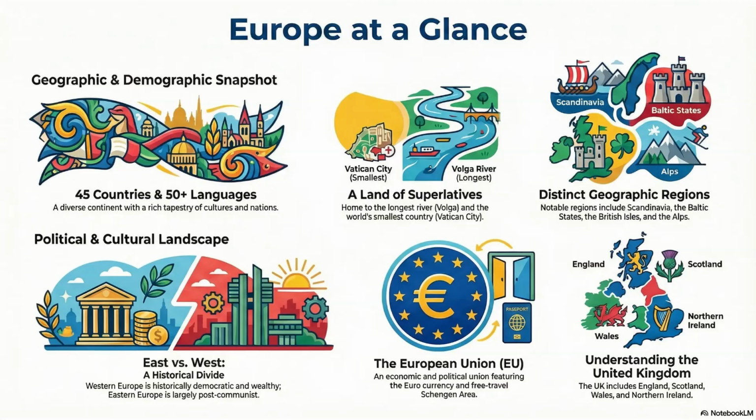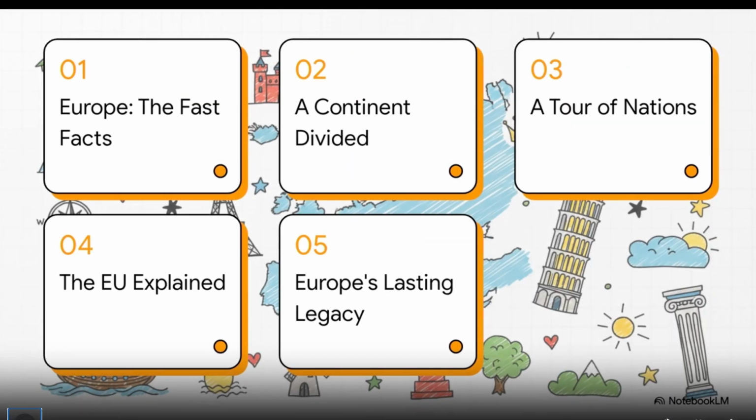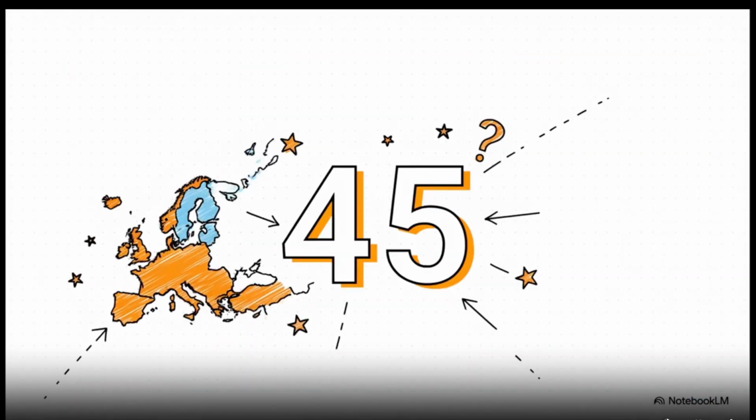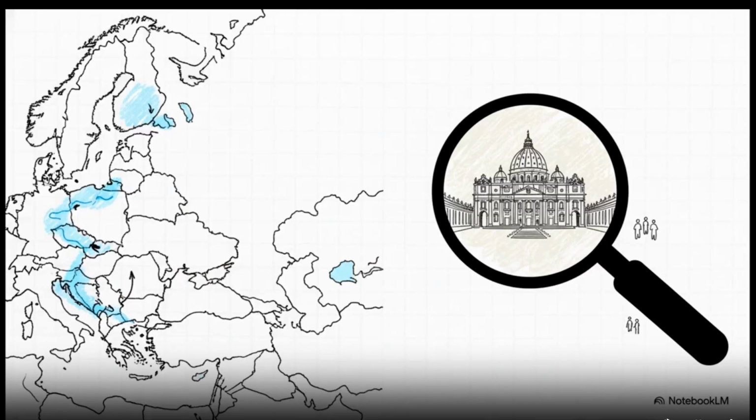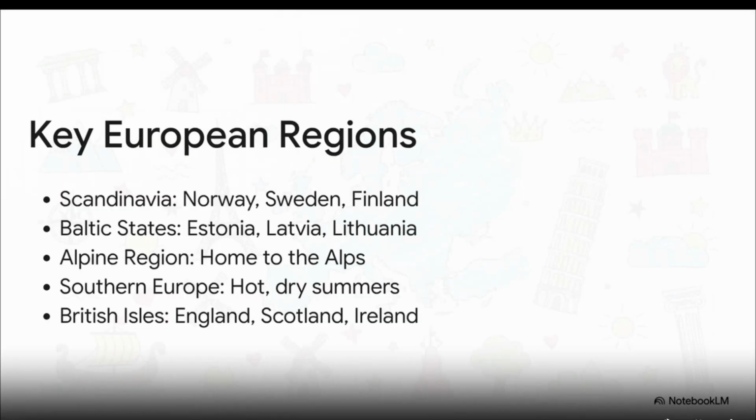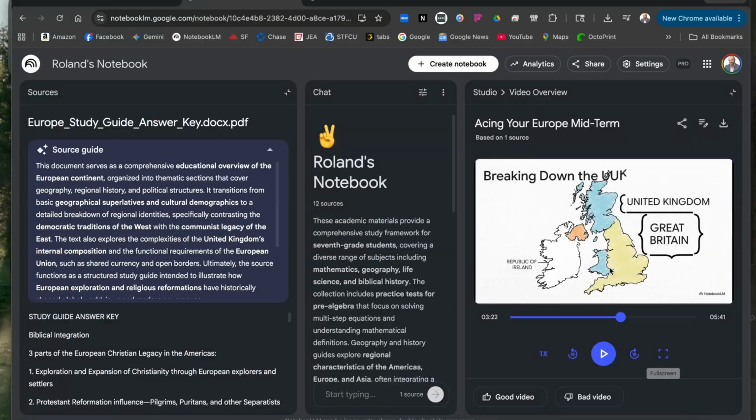I could have gone in and made it more detailed, but it gives you an overview of the material from that PDF that we uploaded. Understanding the United Kingdom, the European Union, 45 countries and 50 languages. If I'm a visual learner or your child is a visual learner, how much more helpful is this than getting them to study just words on a piece of paper? You can see how it took the material, and this is a little under 6-minute video covering the material that was going to be on the midterm. I just thought, that's pretty amazing.